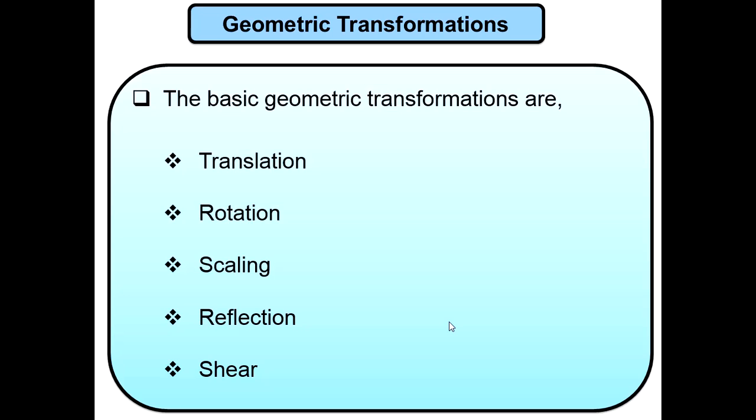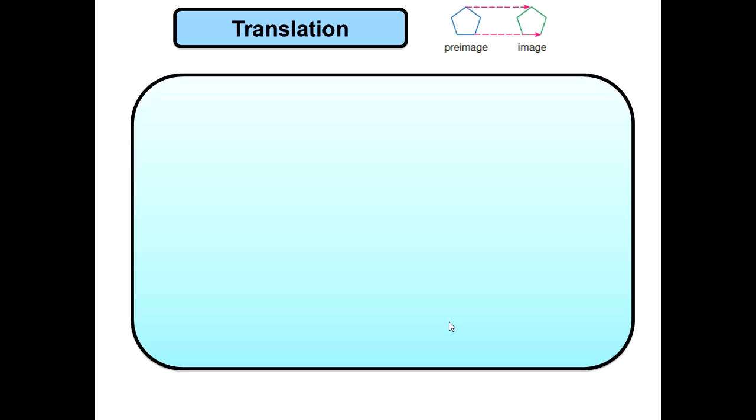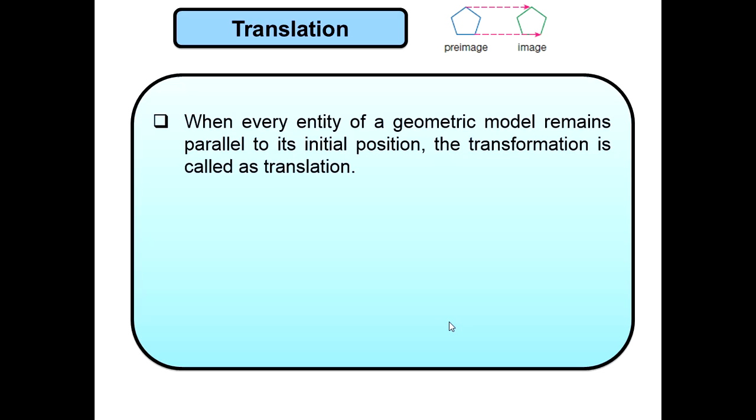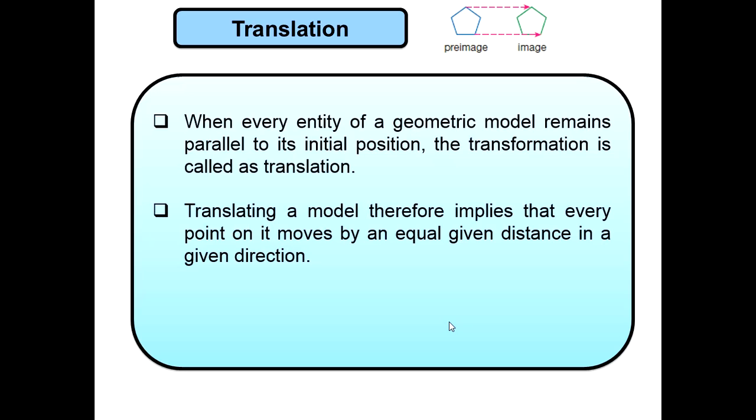So first let us go for the translation. Translation is a simple transformation, and we will see how translation is done. In the translation, the geometric model remains parallel to its initial position. So whatever is your initial position, to that position your final position is parallel. That is what translation is.